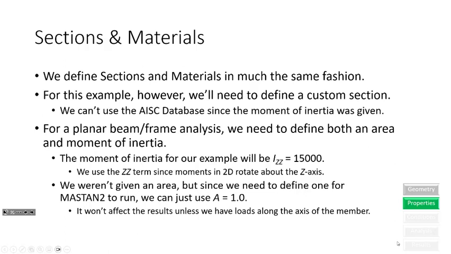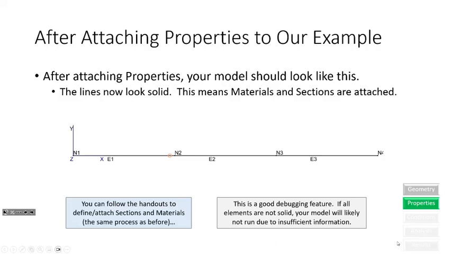If you had a frame analysis, you'd be given the area. If you wanted to model a frame but not consider axial deformations, what I would probably do is make the area really, really big, like 9999999999, as big as possible. The area value won't affect the results unless you have loads along the axis of the member. So you're going to create a material, you're going to create a section, and then you're going to attach it. I'm going to give you all a sec on that, and let's see where everybody's at.